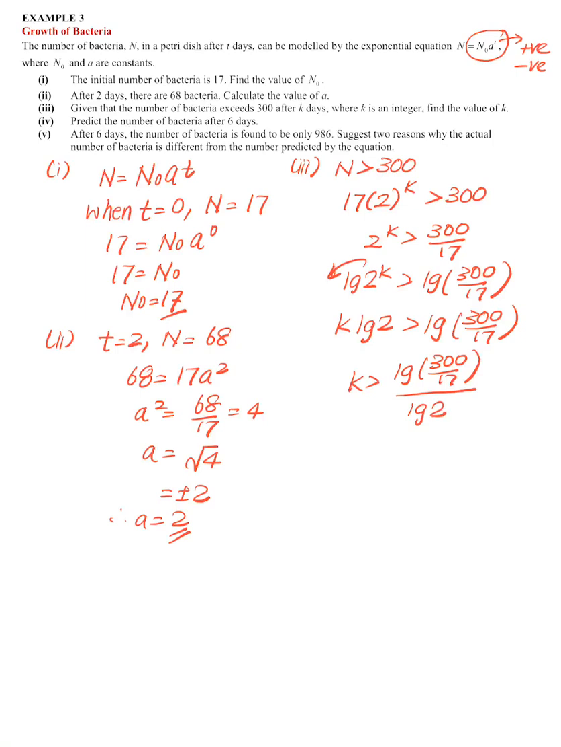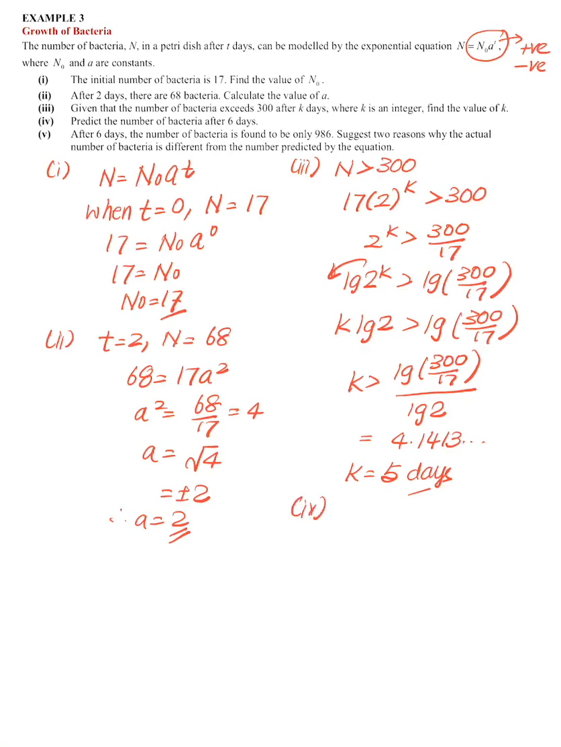So that is 4.1413. Sorry about that. They say that k has to be an integer, a whole number, so k must be 5 days. So k is 5. Alright, so easily done.